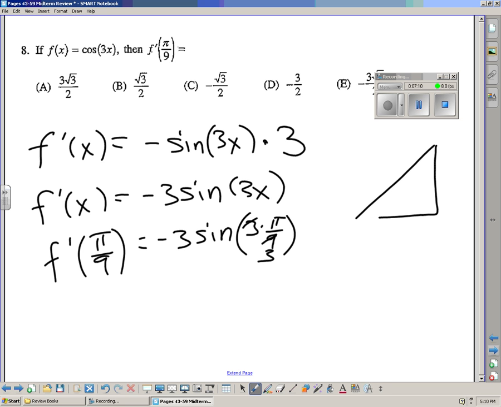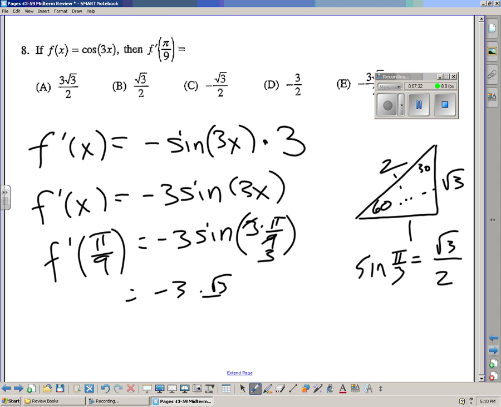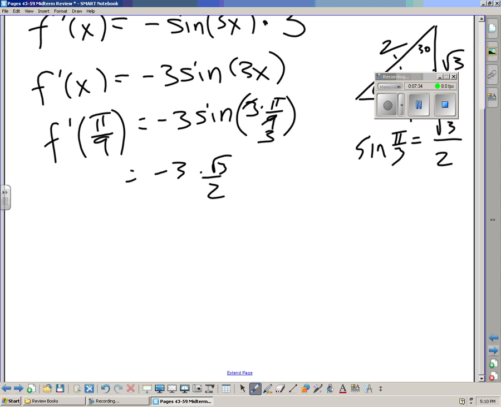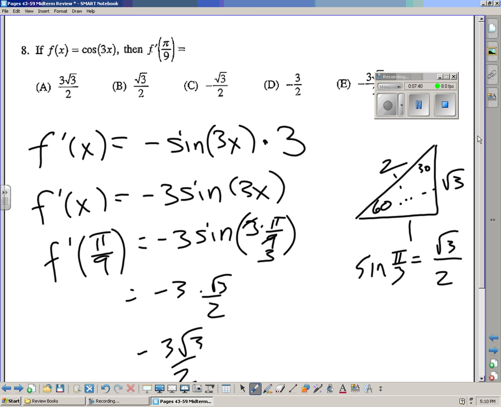Looking at our reference triangle, pi over 3 is 60 degrees. So we will draw a 30, 60, 90 right triangle, labeling appropriately. Sine of pi over 3 is the opposite over the hypotenuse. There's our sine value, so we would get negative 3 times radical 3 over 2, which is simply negative 3 root 3 over 2. And that is choice E.